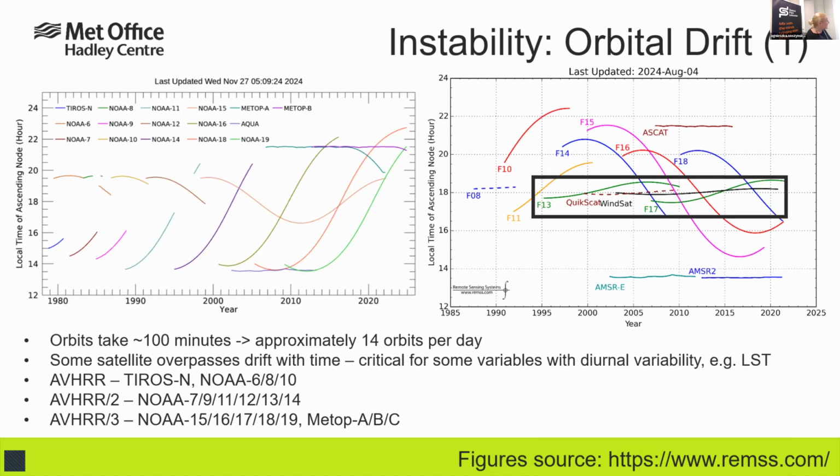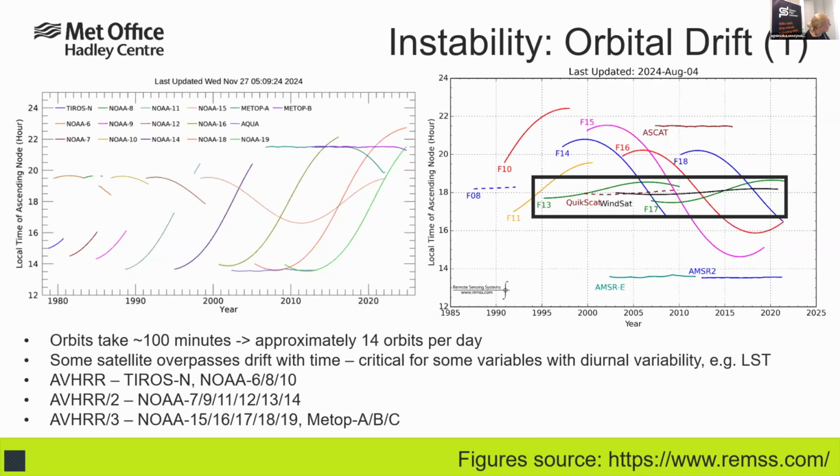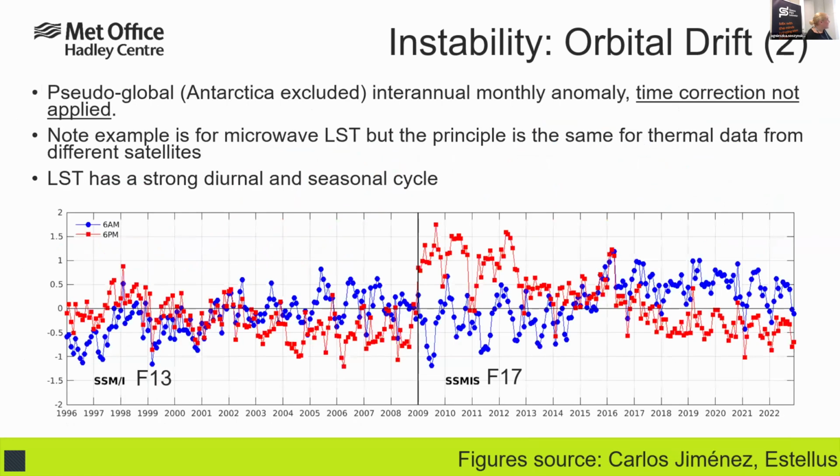What we've done in LST-CCI, which Michael might mention shortly, is we've used these two sensors for LST in the microwave. I'm going to show you what the consequence of that orbital drift is on LST. This is from microwave data, from these two sensors, F13 and F17, which, compared to some of the others, are relatively stable sensors. But you can see the LSTs are all over the place.